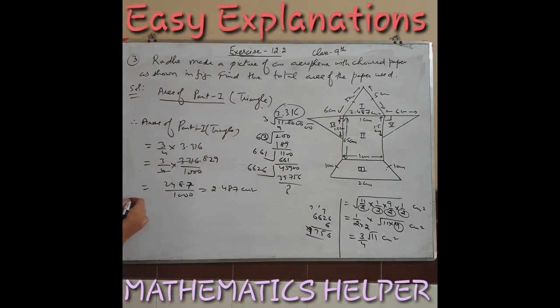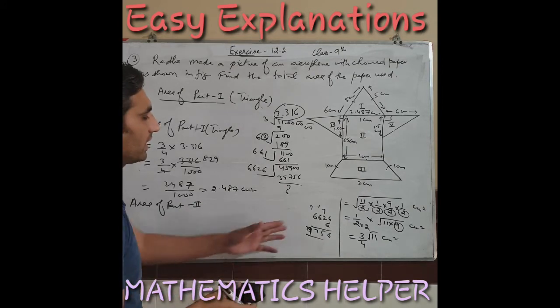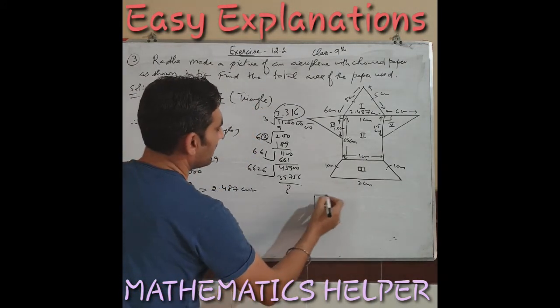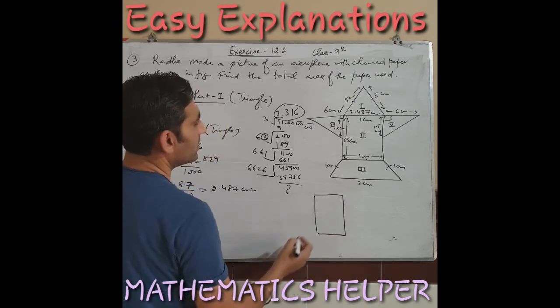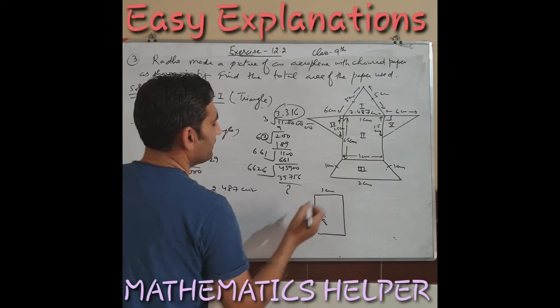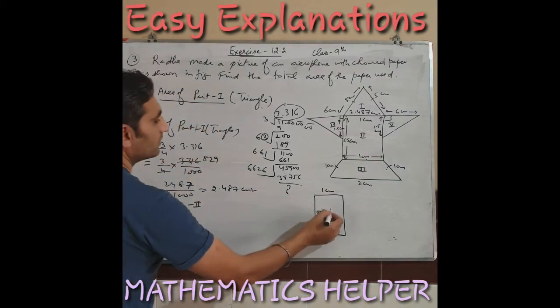Now I will go for part number 2. So I am writing area of part 2. See what is part number 2. I am going to erase this part also. What is part number 2? Part number 2 is like a rectangle, see, in which you have 6.5 length here and this one given as 1. So this is part number 2.